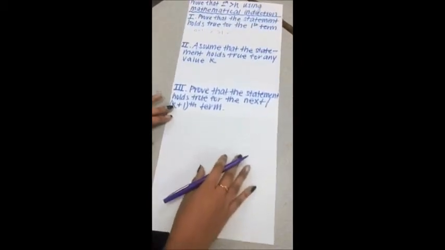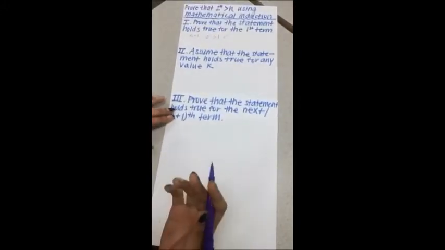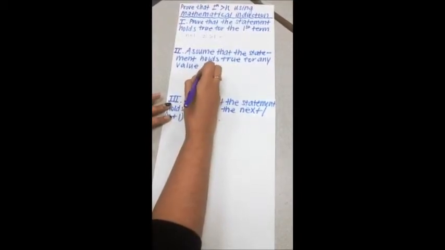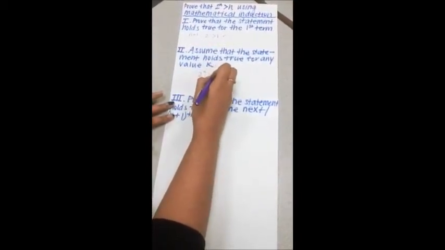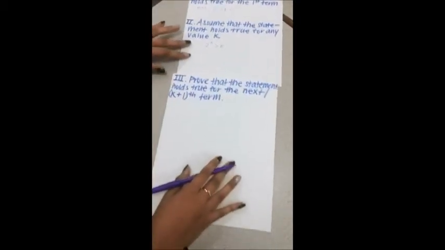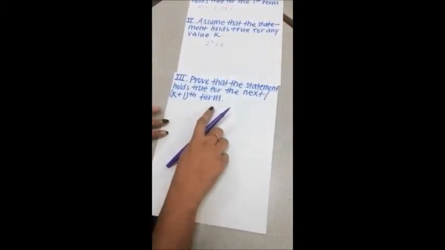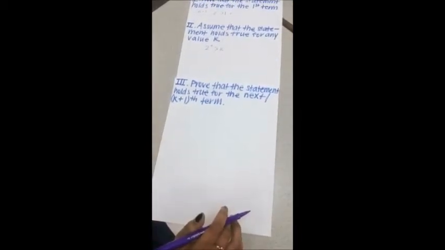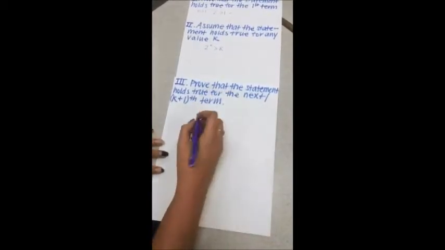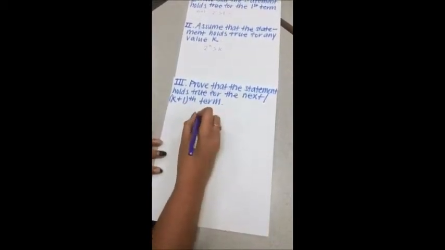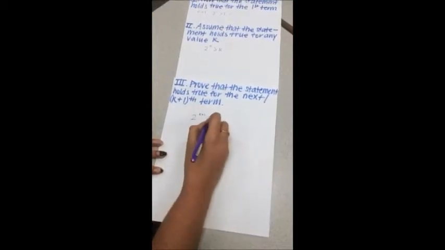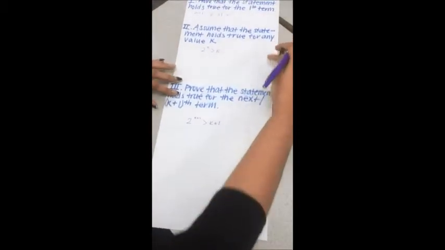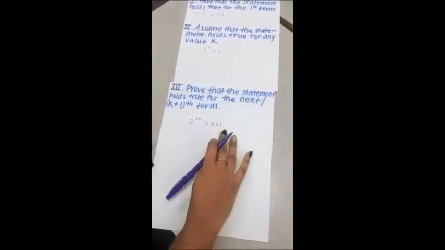This next one is we're going to assume that the statement holds true for any value of k. So I'm going to replace n with k in the equation. So 2 to the power of k is greater than k. Overall, what we want to do is prove that this statement holds true for the next term, which is the k plus 1 term. And so that statement looks like this. It's 2 to the power of k plus 1 is greater than k plus 1. Essentially, we're going to do the work here and prove that it's going to equal this eventually.